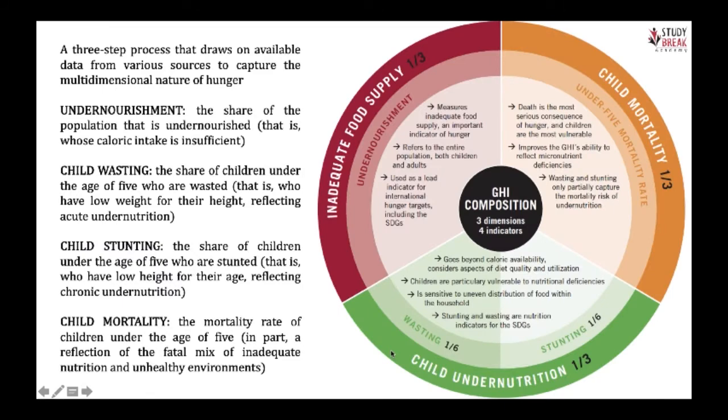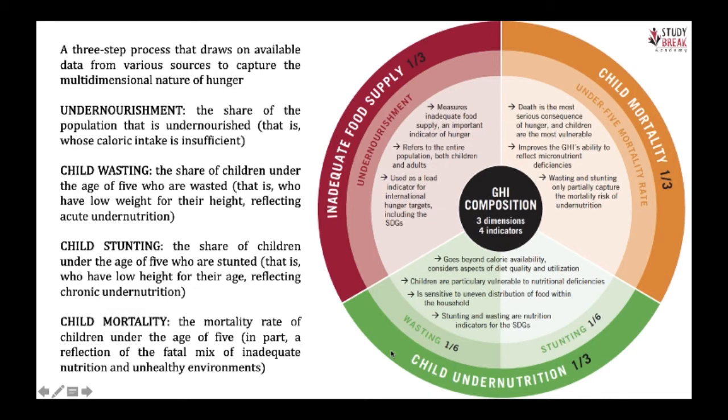Now, how do they calculate the GHI? They take four parameters. Firstly, undernourishment. Undernourishment means calorie intake is insufficient. That is, the amount of calories that you require per day, you do not get it. This covers the entire population. Child wasting, like we said, is low weight according to height.